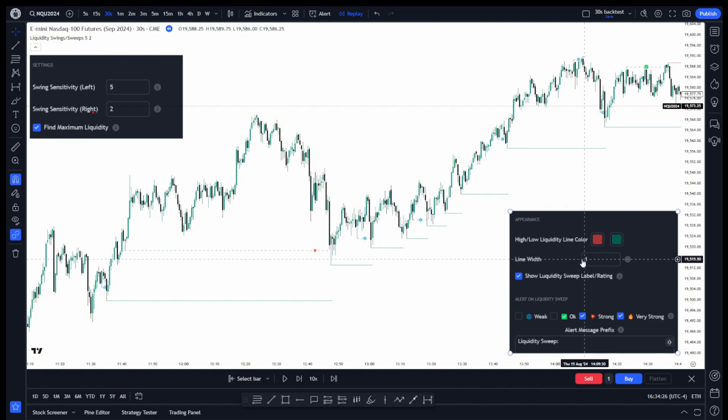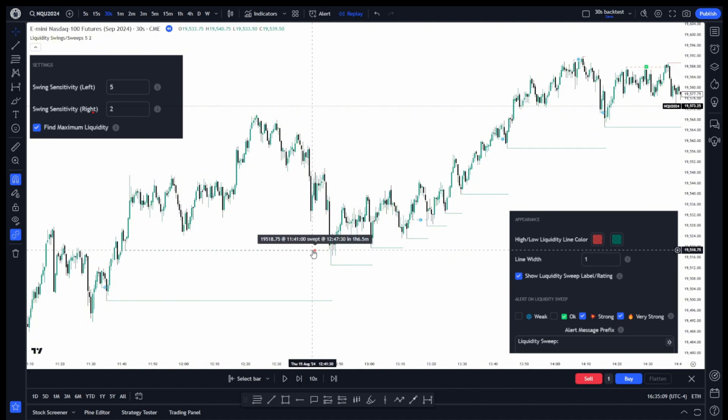When it comes to appearance, I have a couple of different options to identify the colors that are represented by the liquidity swings. Green for bullish swings, and red for the bearish ones. You can indicate the line width, have it as 1 by default. You can also choose to show the label and rating, which you can see right here. And if you move your cursor over it, it'll actually show you the price level that's swept, when it was created, when it was swept, and how much time had passed for the sweep. That'll give you the criteria.